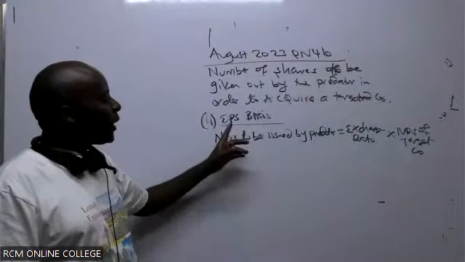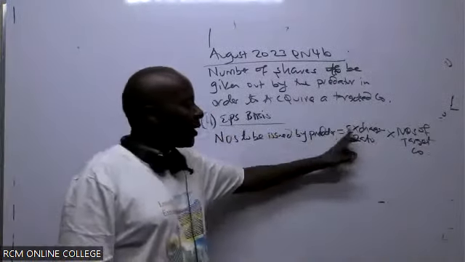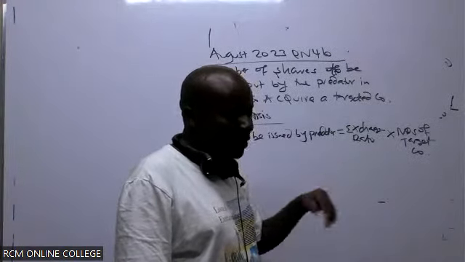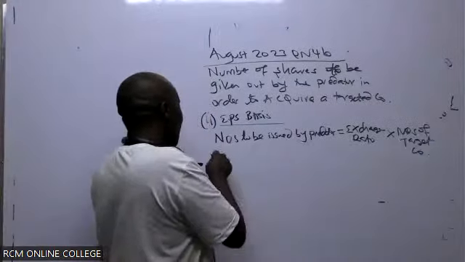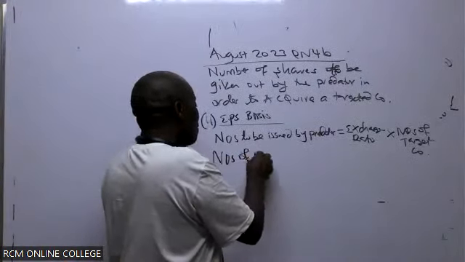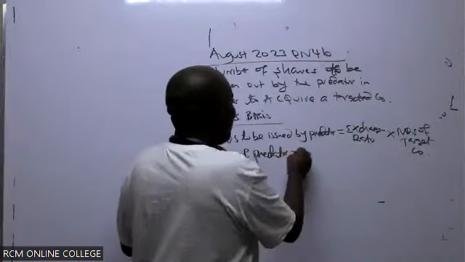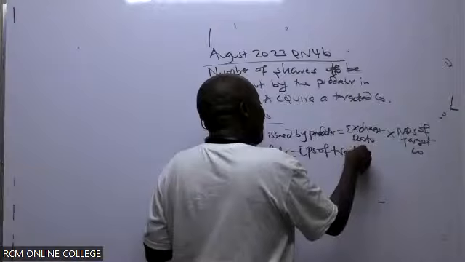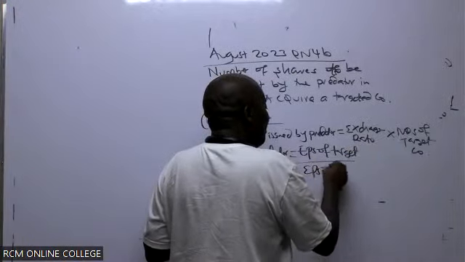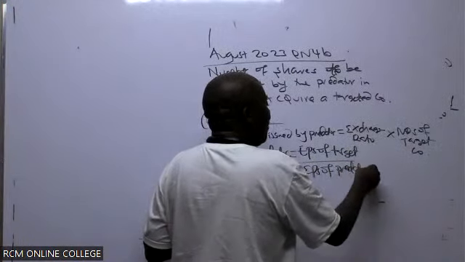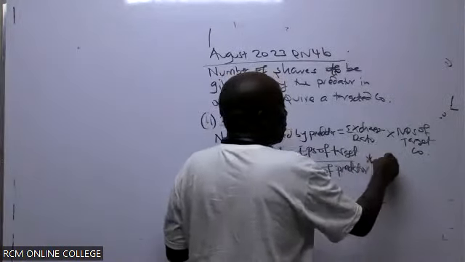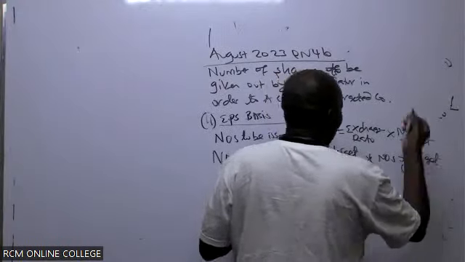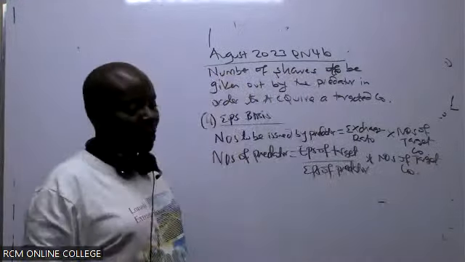And Roman 2, they want us to use EPS to calculate our exchange ratio. EPS, very easy. So in short, the number of shares of the predator will be equal to the EPS of the target over EPS of the predator, times the number of shares of the targeted company. Right like that.